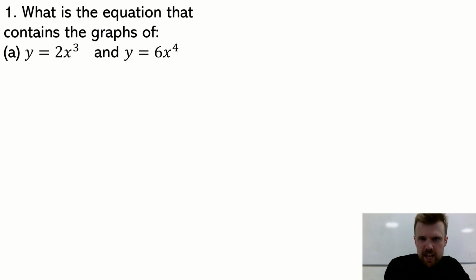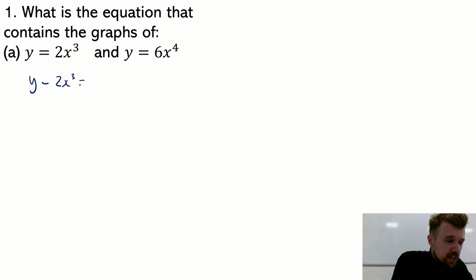So, yes, here is our first question. We got to combine these two separate graphs into just one graph with one equation. How do you do that? Well, we said in the Can We Do That video, all it's a case of doing is rearranging each of them so they're equal to 0.